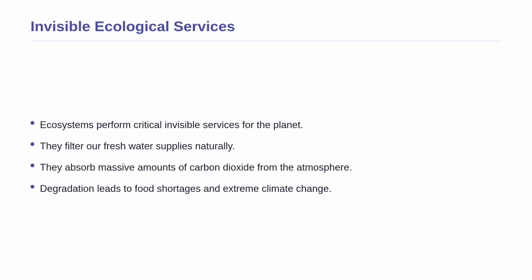Beyond those tangible resources we just discussed, these ecosystems perform critical invisible services that keep our planet habitable. For instance, forests and wetlands act as giant natural sponges, filtering our fresh water so it is safe to drink. They also absorb massive amounts of carbon dioxide from the atmosphere, which is essential for regulating the global climate.